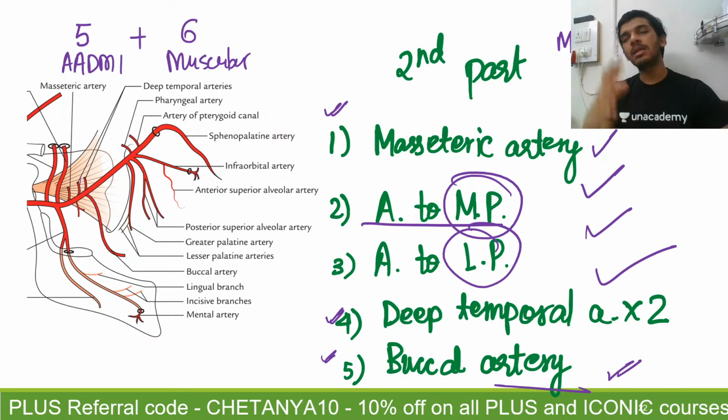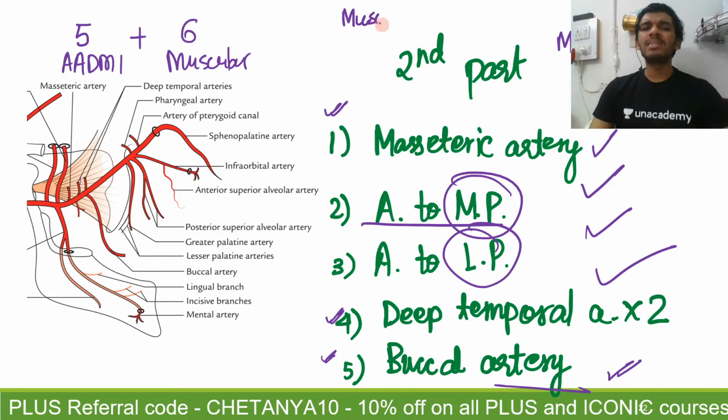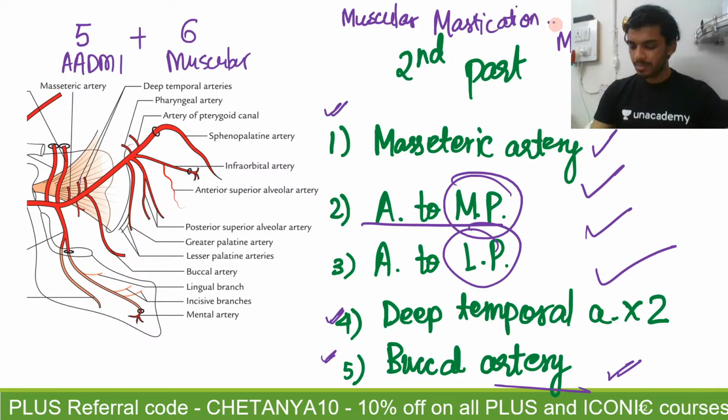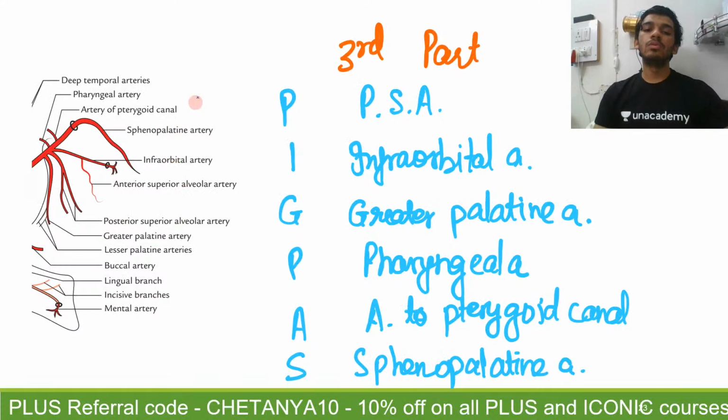So the second part, think about muscular mastication artery. Let's call it the second part. Just to memorize very easily, let's call it the muscular mastication. Okay, that is the funda behind the second. You are done with 11 branches. Now let's move to these branches.